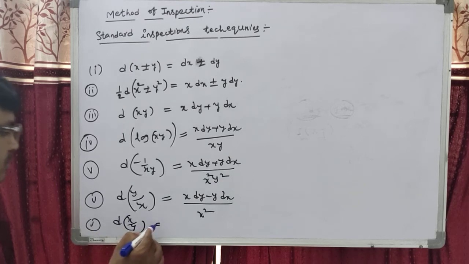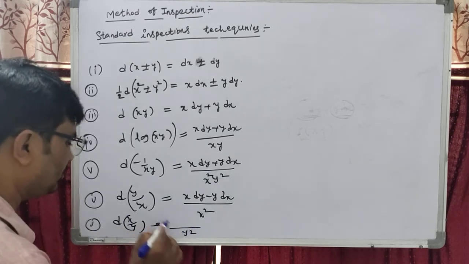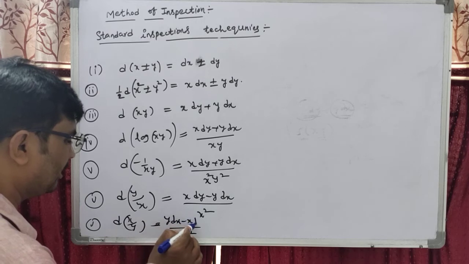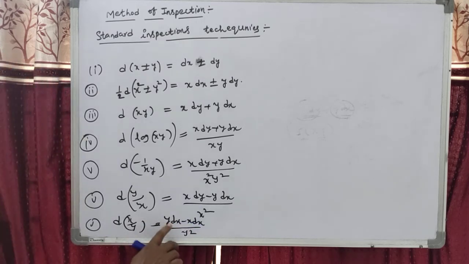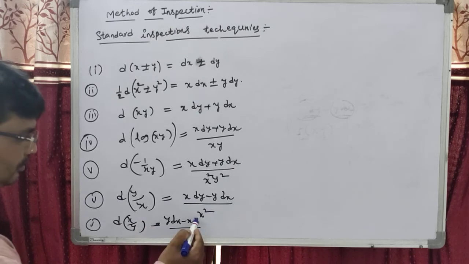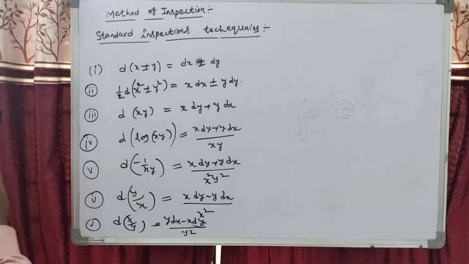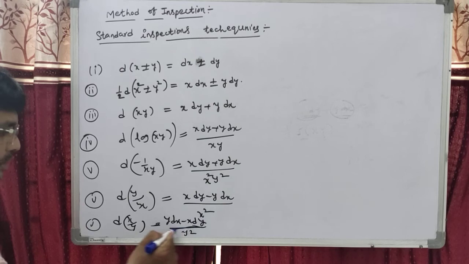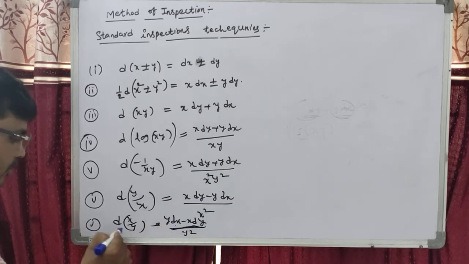When you observe, the denominator is y square, and the numerator is y dx minus x dy. So y dx minus x dy by y square is the derivative of x by y. This is y into the derivative of x, dx, minus x into the derivative of y, dy, upon y square. So when you observe x dy minus y dx by y square in the question, you can write it as the derivative of x by y. Okay students.